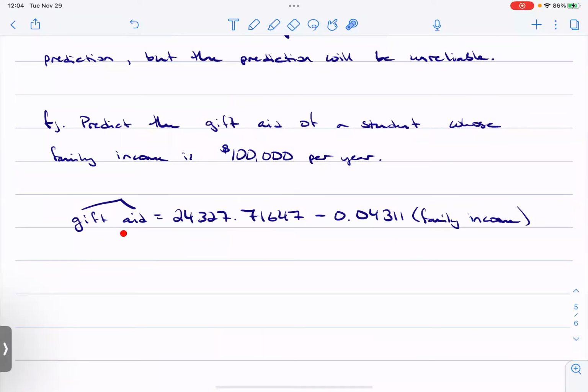I want to predict the gift aid, and this is when it's really useful to substitute the name of the variable into the formula. Of course, you could have y hat and just x, but sometimes it's nice when you're reading these prediction questions. So predict the gift aid of a student whose family income is 100,000 per year. Now we're just going to substitute in the 100,000. If we had manipulated the units, then you would need to do that, but we did not.